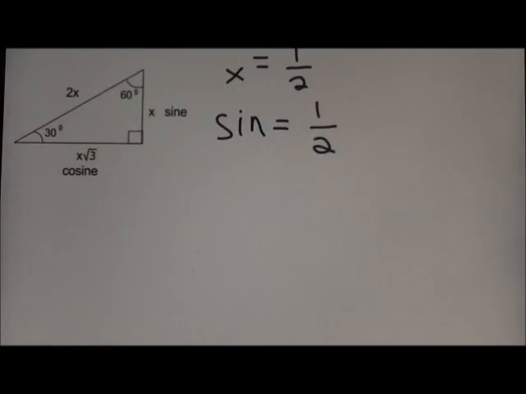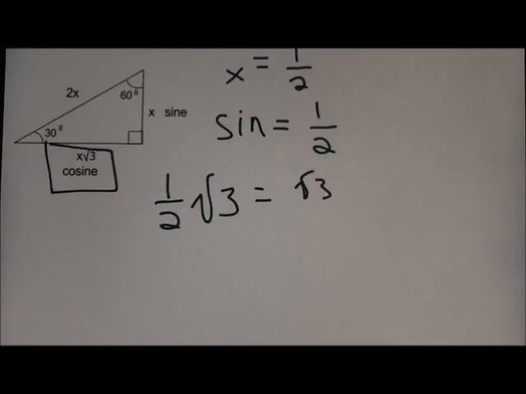Now we can also solve for cosine, which is represented by this leg down here, which is x times the square root of 3. We take the 1/2 we had already solved for x and plug it into x times the square root of 3. Because it's 1/2 times the square root of 3, we can multiply and get the square root of 3 over 2, so our final answer is cosine equals the square root of 3 over 2.